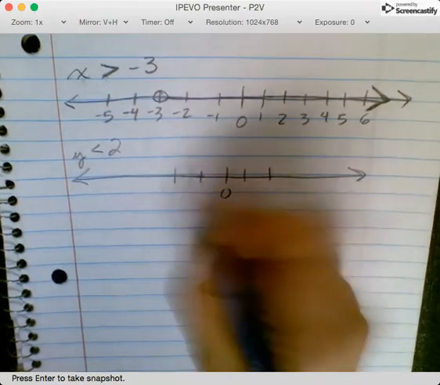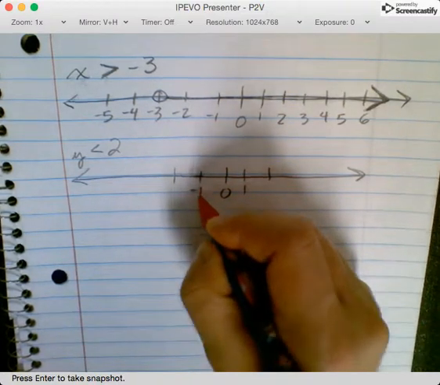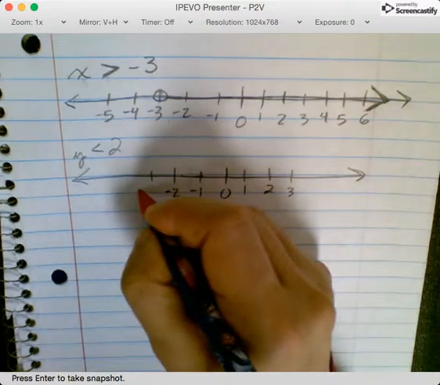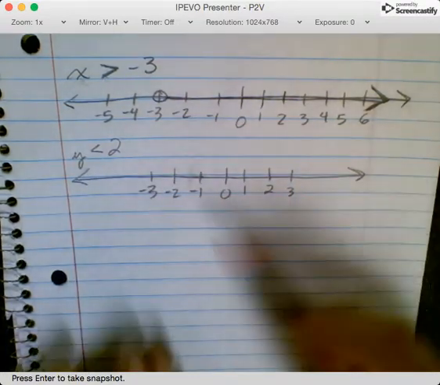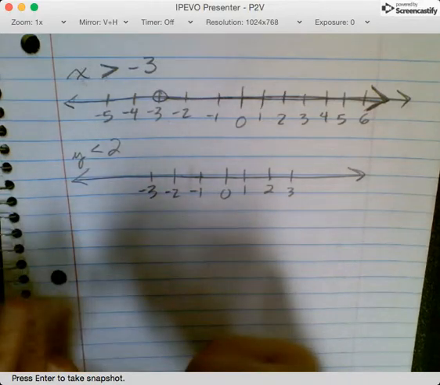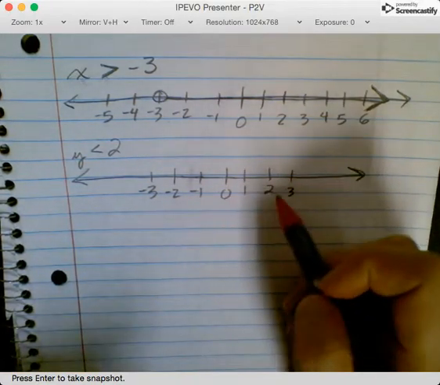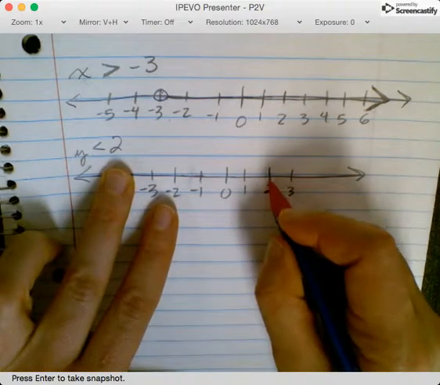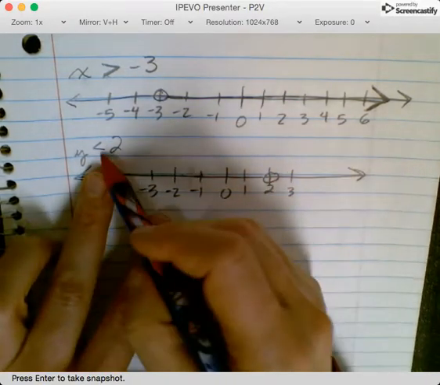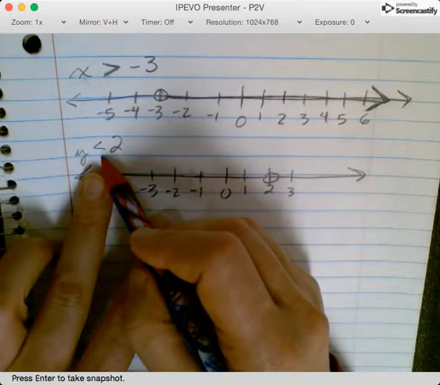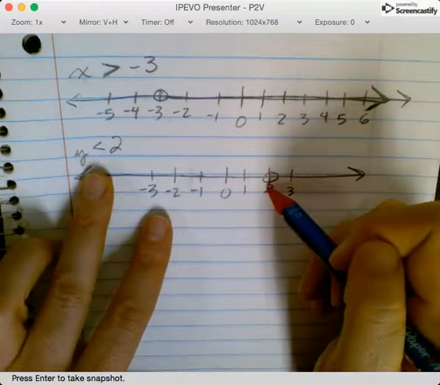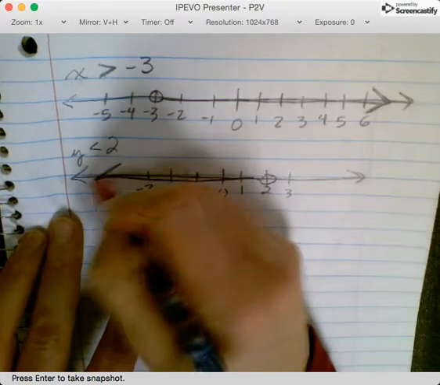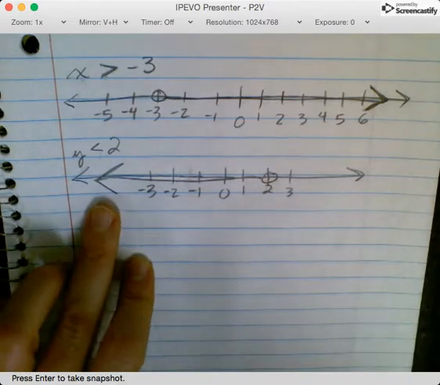And so I have 1, -1, -2, 2. Let's start with just this. We don't really need a ton of values for me to show you how this works. So this time we're starting with our reference point at -2. We're going to draw a circle, and there's no line under it, so it's not going to be filled in. And y is less, so y is going to be to the left of -2.